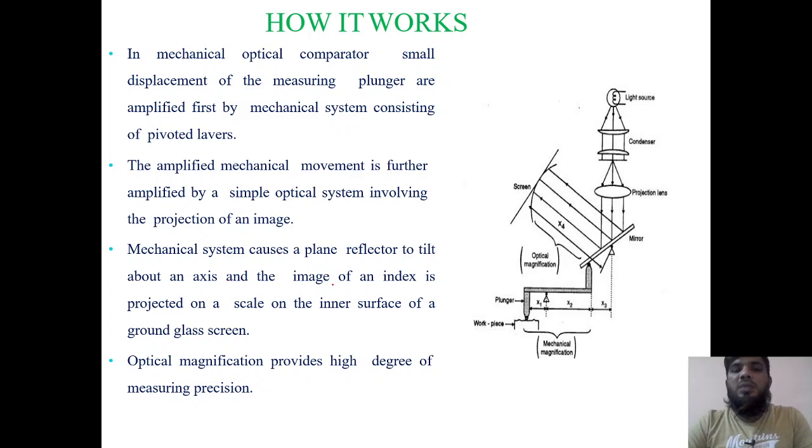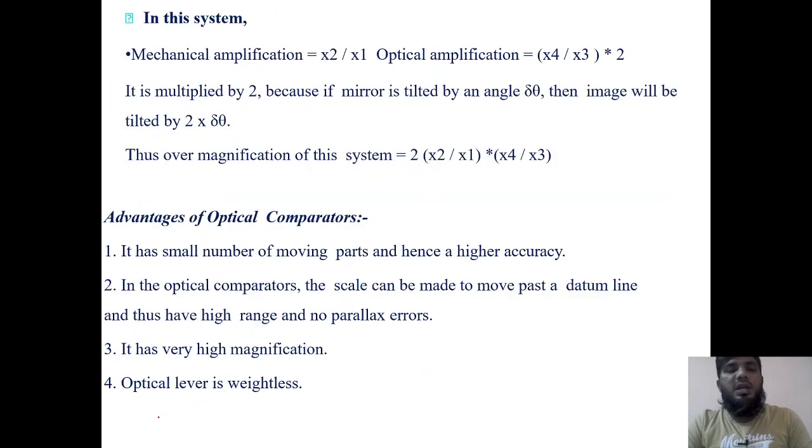So the mechanical system causes a plane reflector to tilt about an axis, and the image of the index is also projected on the scale on the inner surface of the ground glass screen. The optical amplification provides a high degree of measuring precision. So by using the optical variations, we can measure much more precise values. Precise values means we can measure small ranges also.